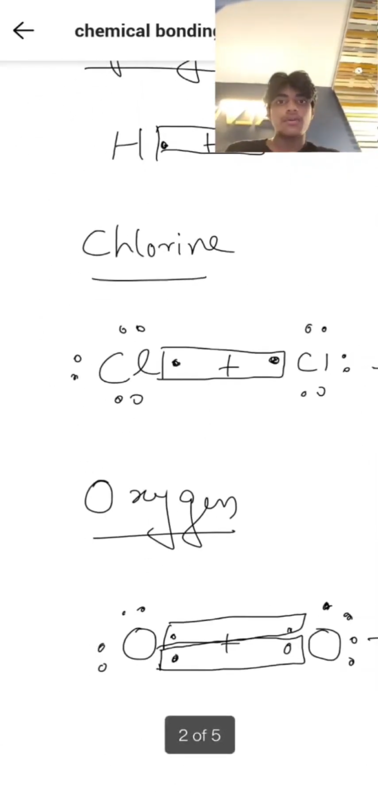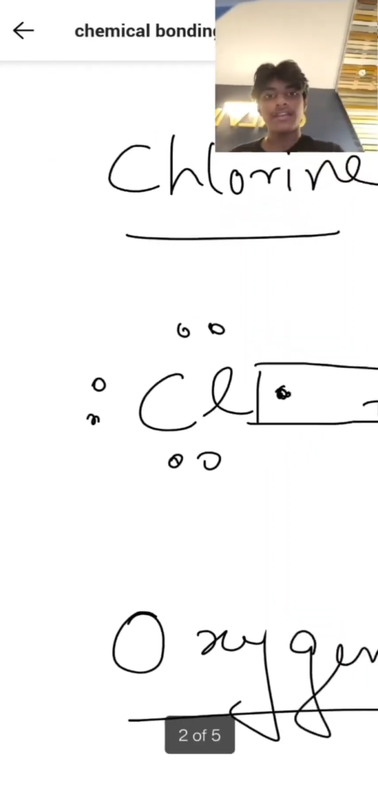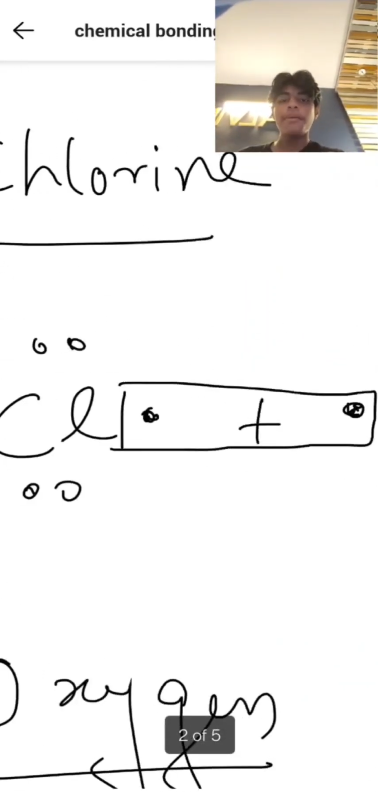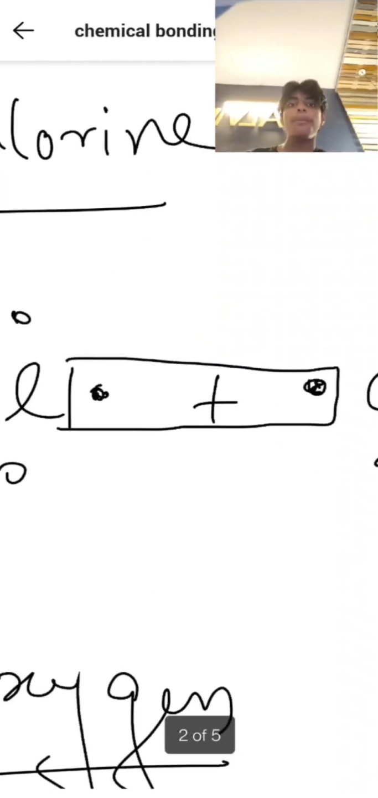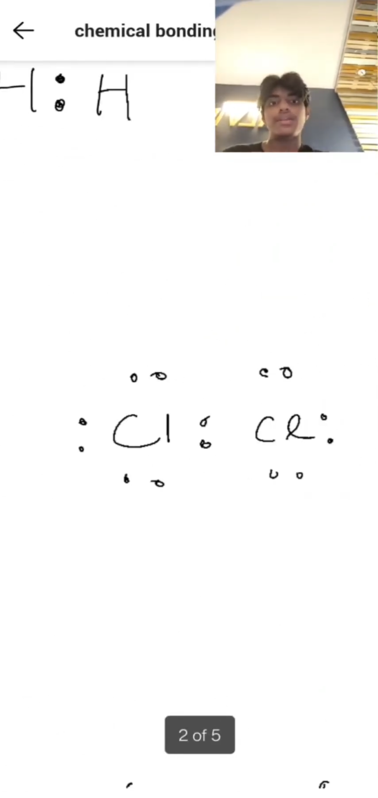So, we have the Lewis structure of chlorine here. Chlorine has 7 electrons in its outermost shell, which means it does not have a stable electronic configuration. Each chlorine has 7 electrons in its outermost shell, so we take even numbers: 6 electrons here and 1 electron here, and similarly 6 electrons and 1 electron on the other atom. The additional electrons are taken together to form a single bond, a shared pair.